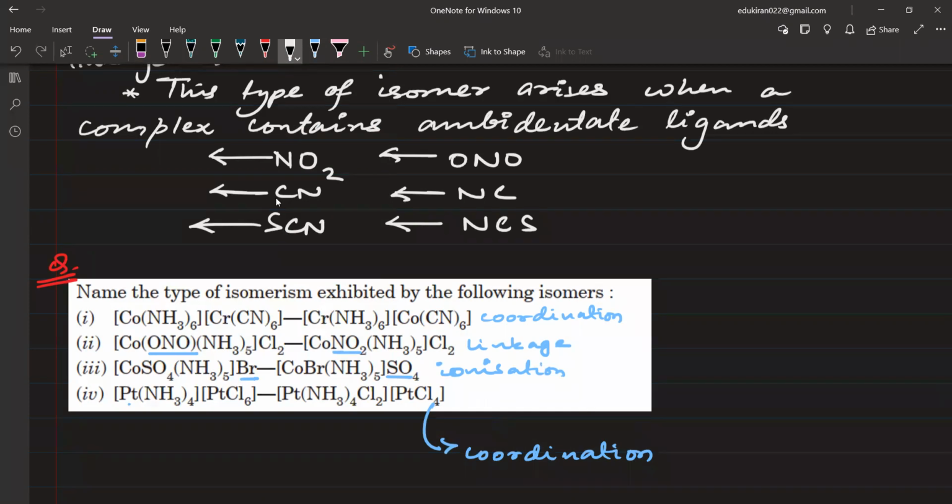Jiva, first three are correct. Ahmed, second नहीं कर पाए आप. Second is linkage isomer. Ahmed, you got it, na? It will be linkage isomer, yes or no? Yes, Ahmed. Yes, sir. Okay. Done, guys. Yes or no, please tell me. Is everyone done? Yes, sir.